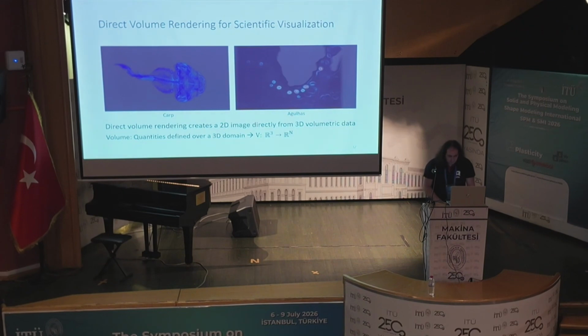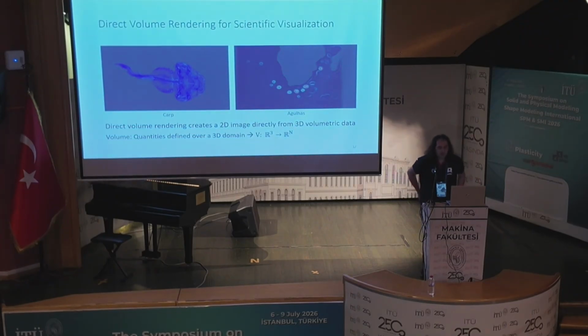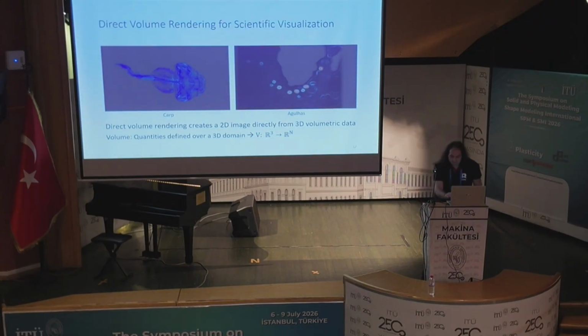First of all, some background information about direct volume rendering. When we talk about direct volume rendering, what we are trying to do is to convert 3D volumetric data into a 2D image directly from the data, without creating intermediate surfaces or other types. And when we define volume, we can say it's a quantity defined over a 3D domain.